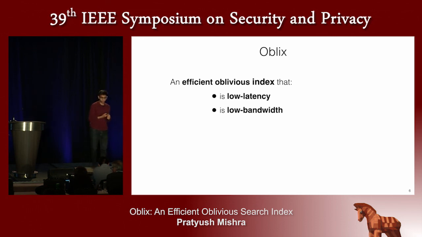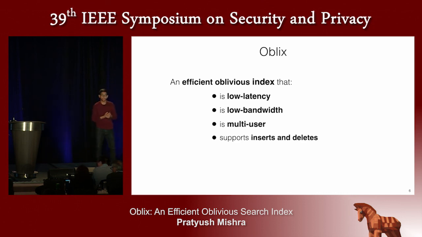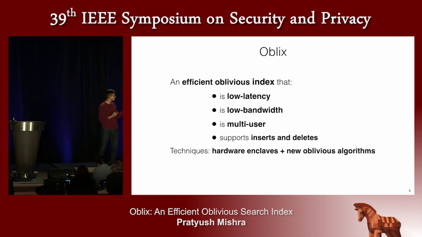So what we do in Oblix is construct an efficient oblivious index that is low latency, has low bandwidth, supports multiple users, and also supports inserts and deletes. We achieve this by a combination of hardware enclaves as well as new oblivious algorithms that leverage the enclaves as well as fix their shortcomings.